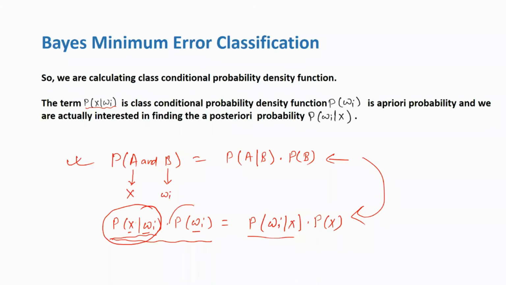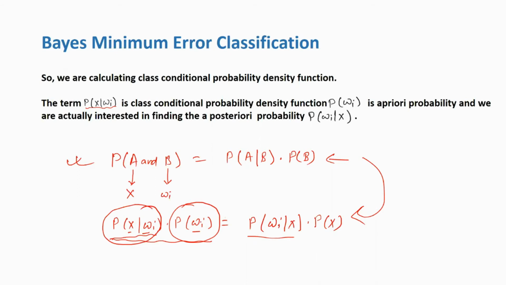This probability of omega i means the probability of occurring any feature vector x into any given class omega i. This is called a priori probability. What is the probability of omega i? Class cat, class dog, class horse, etc. This is called a priori probability.